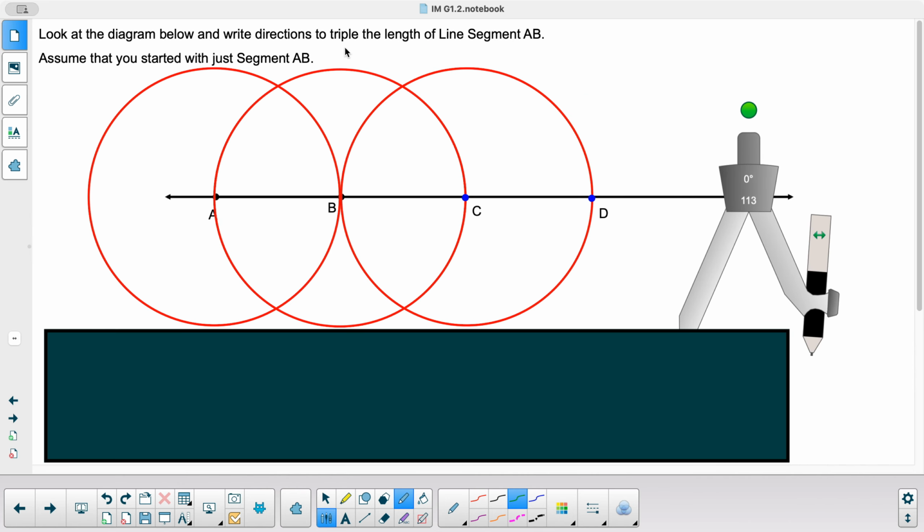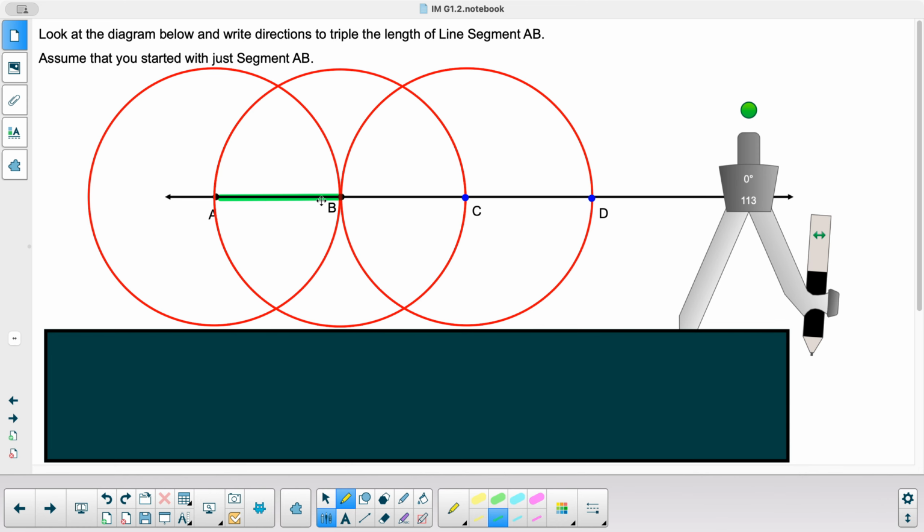All right, look at the diagram below and write directions to triple the length of segment AB. Assume that you started with just segment AB. So all we had was this segment right here, segment AB. That's what we started with on our paper. All the other stuff was added on. So what do we do here?